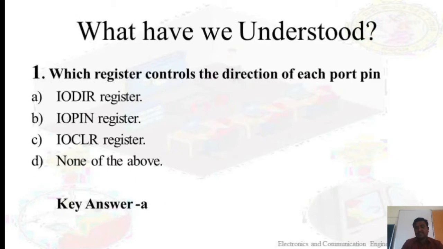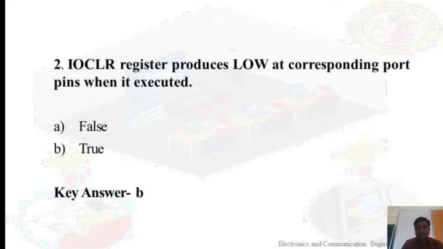So let us see multiple choice questions. What we have understood here: which register controls the direction of each port pin? IODIR register, IOPIN register, IOCLR register, none of the above. As we have seen, IODIR gives the direction control. The IOCLR register produces a low at the corresponding port pins when it is executed. True, because all the port pin values are reset to 0.